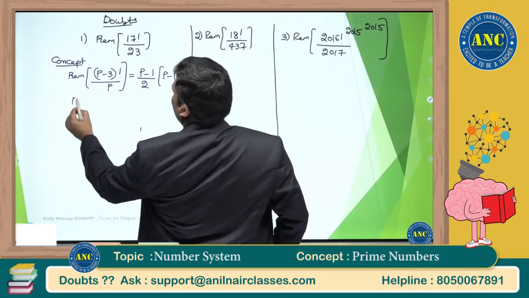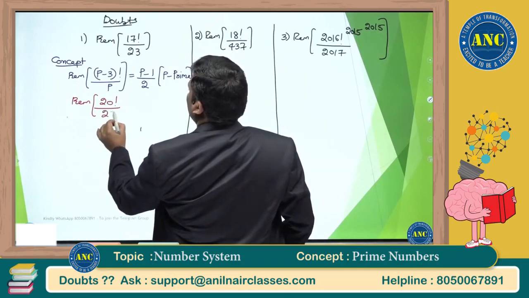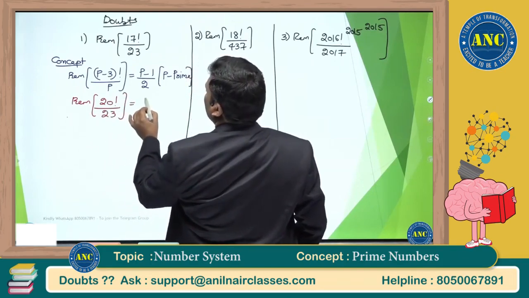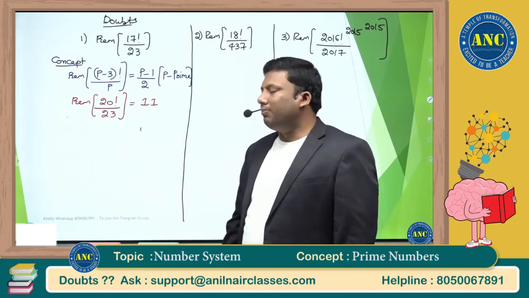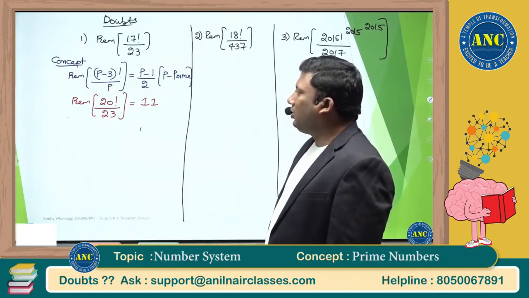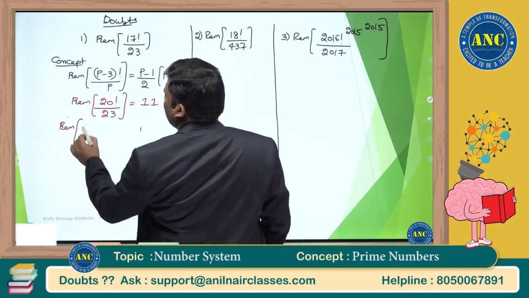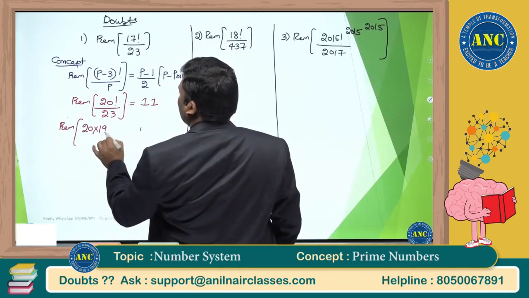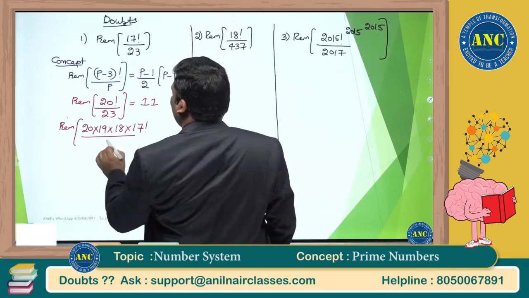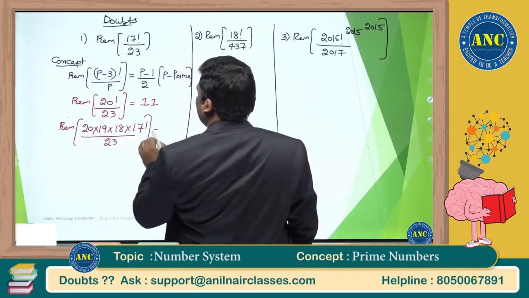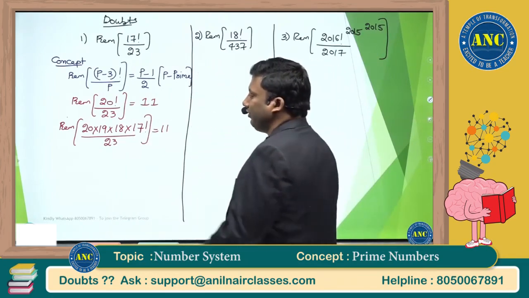23 is a prime number. 23 minus 3 is 20, so 20 factorial divided by 23 is p minus 1 by 2, 22 by 2, which is 11. 20 factorial can be written, with the same backtracking approach, as 20 into 19 into 18 into 17 factorial. So 17 factorial divided by 23, we need that; 20 factorial is 20 into 19 into 18 into 17 factorial.